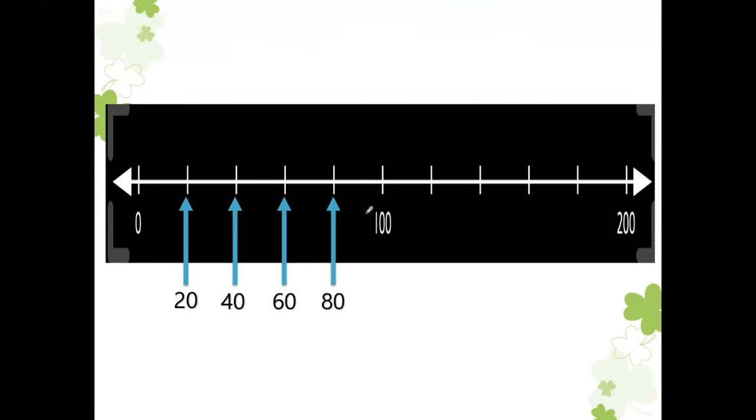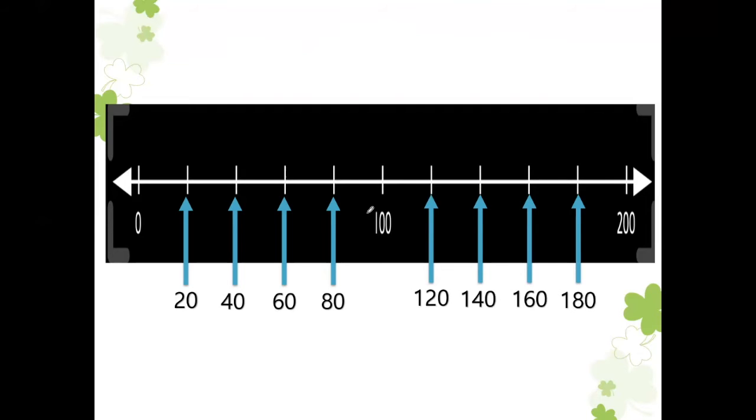So what skip counting are we going to use with this? We have 20. Very good. Next, 40, 60, 80, and 100. So we have here 100. Then we have 120, 140, 160, 180, and 200.